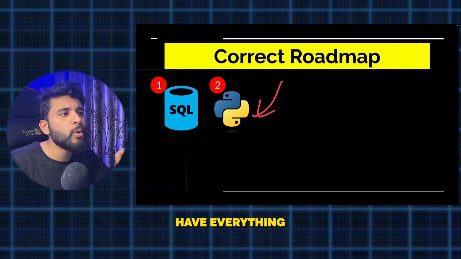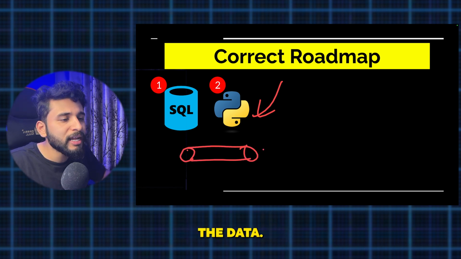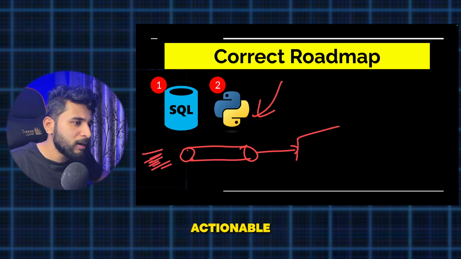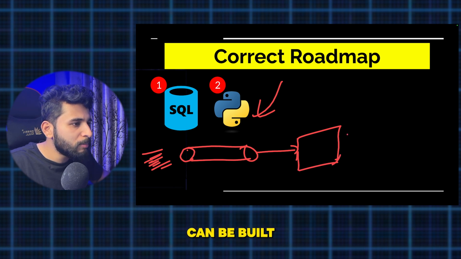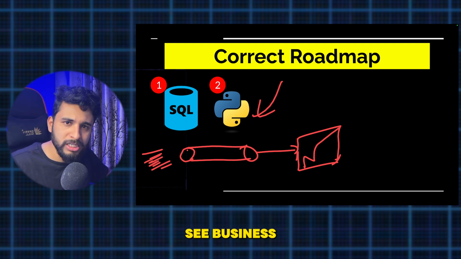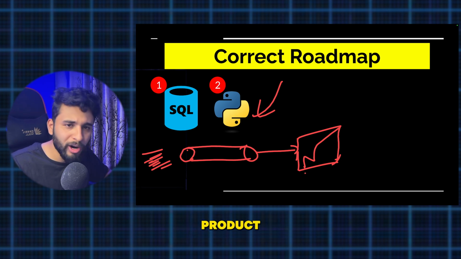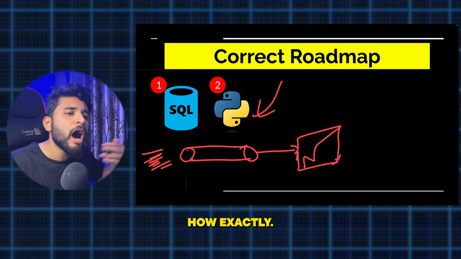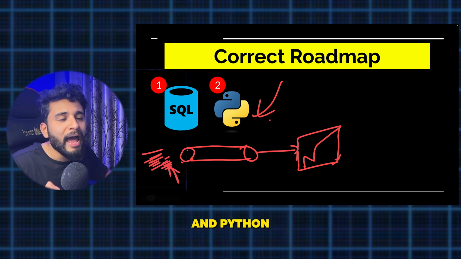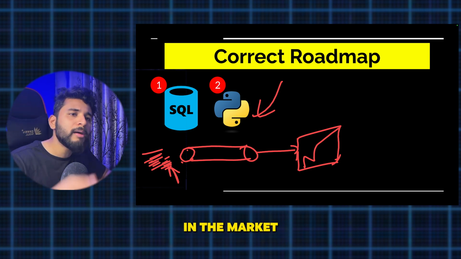Those things will happen when you have everything automated. A particular pipeline is there that automatically fetches the data, and at the end you are getting actionable insights from the raw data, so that reports can be built, and leadership can query on that. Business analysts can do their strategies. Program managers, product managers, and leadership can see the things. How exactly? The things have to be automated. If you don't automate the things, how will it happen? And Python is one of the technologies that is very, very versatile, and it is most used in the market of the data field.